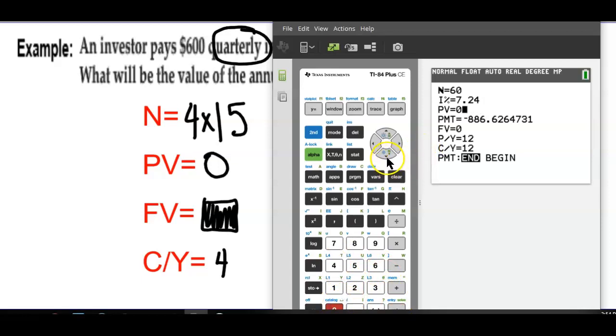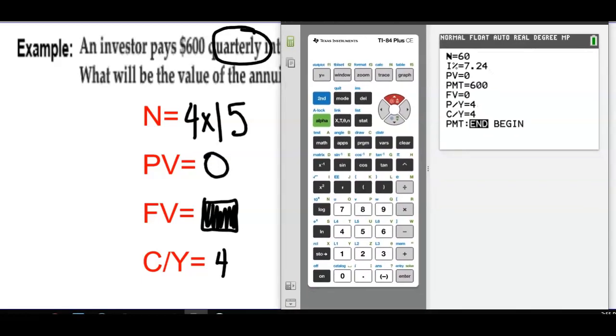The payment was $600. So I'm going to go ahead and arrow down or enter and put in 600 here. Now, go past future value down and make both of these 4 and 4. Now, when we go back up here to future value, this is what we're trying to calculate. It doesn't matter if it has a number here, it's going to overwrite this with our calculation.